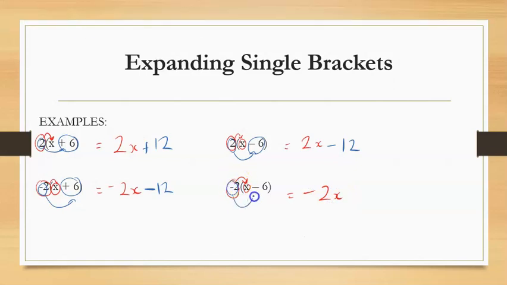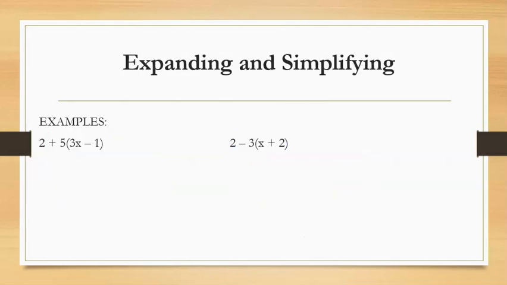And the negative 2 multiplied by negative 6. So again, 2 6s are 12, ignore the signs, and then look at the signs. You've got 2 negatives there, which means the answer will be positive. So in these two examples, you'll need to expand the brackets first and then simplify.